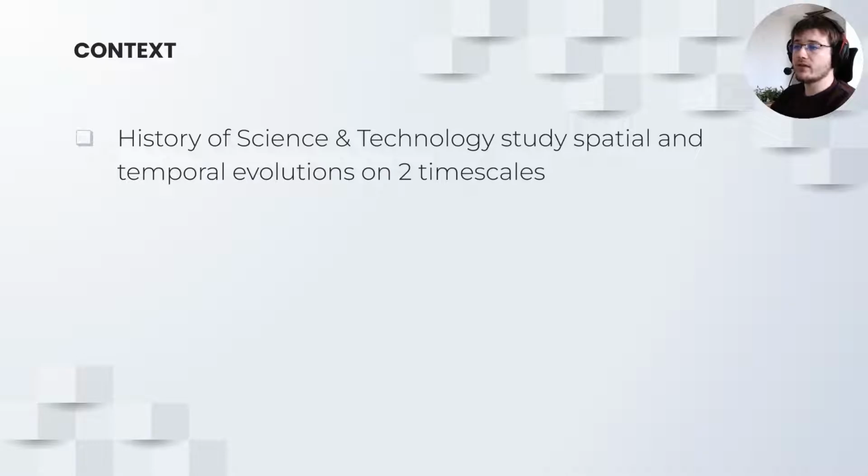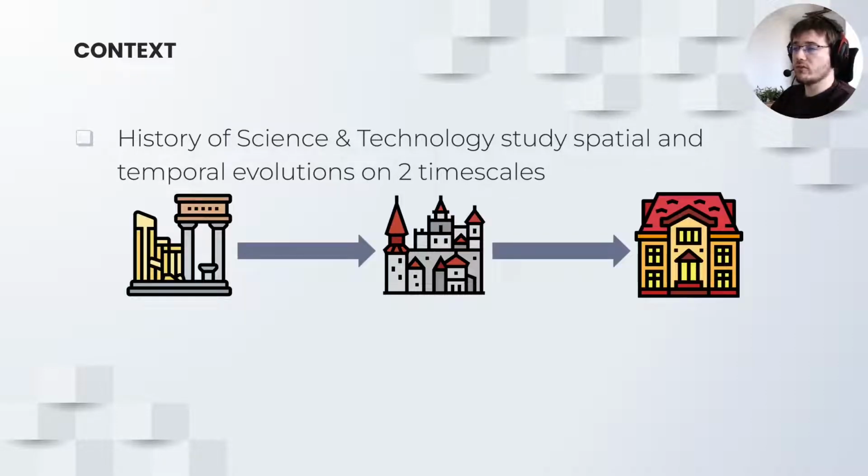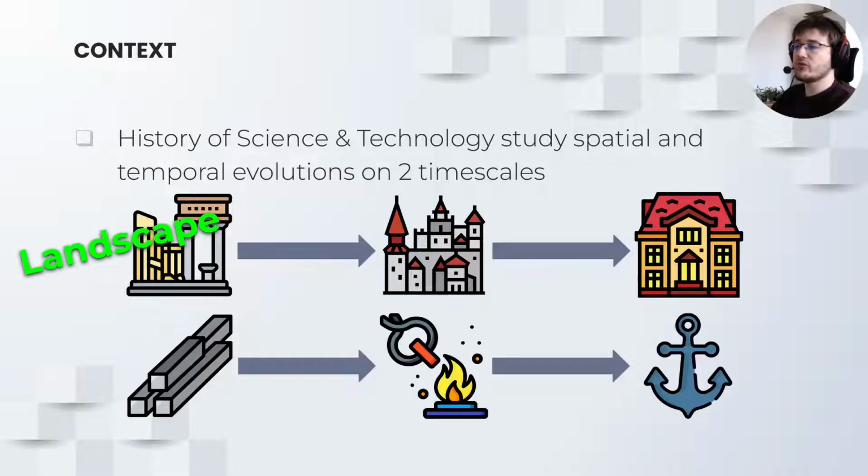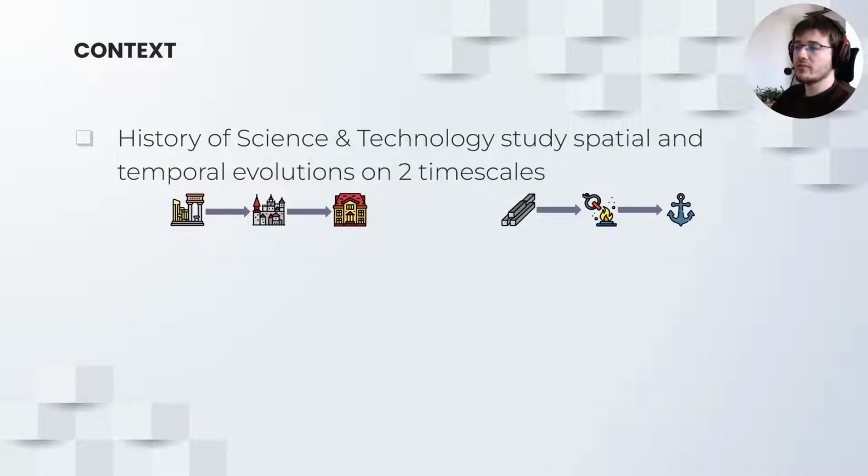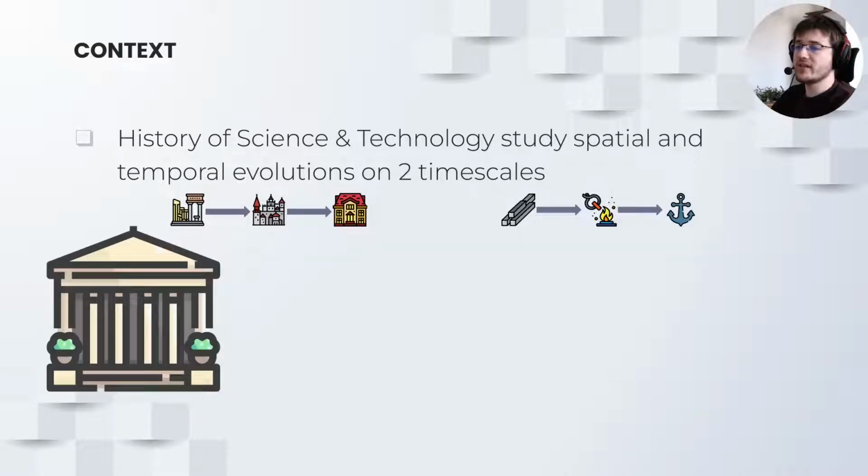History of Science and Technology studies the spatial and temporal evolutions of technical systems on multiple timescales. The first scale represents long-term evolutions and is centered around the notion of landscape. The second timescale represents the short-term evolutions of studied systems and relies on the notion of procedures. Results of historians' work can be exhibited in museums for cultural mediation applications.